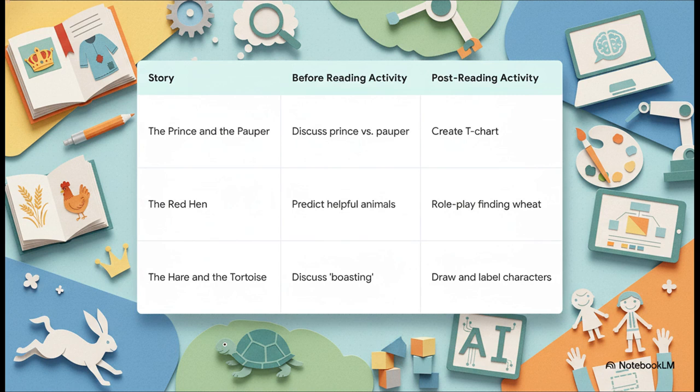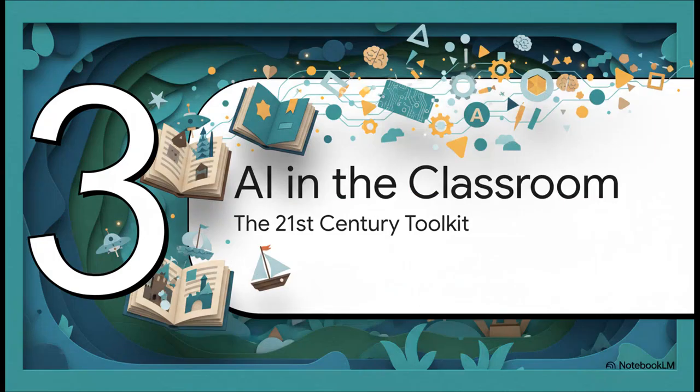And what's so brilliant about this is just how flexible this simple blueprint is. You can see it right here. For the older kids reading The Prince and the Pauper, that before reading activity is a big discussion about what it's like to be a prince versus a pauper. But for the little ones reading The Hare and the Tortoise, it's as simple as talking about what the word boasting means. See? The core structure is exactly the same, which just goes to show how powerful and adaptable it is.